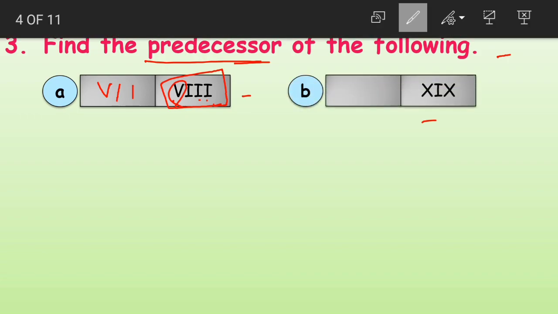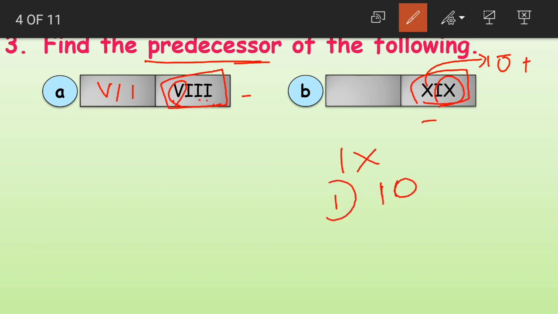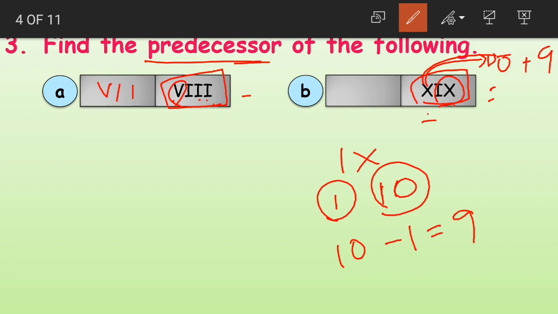The next one is XIX. Now again, XIX is equal to what? We know that X is equal to 10. Then we solved IX just now. IX means I is 1 and X is 10. The smaller symbol is to the left of the larger symbol, so we subtract both. 10 minus 1 is equal to 9. So XIX is equal to 10 plus 9, which is 19.